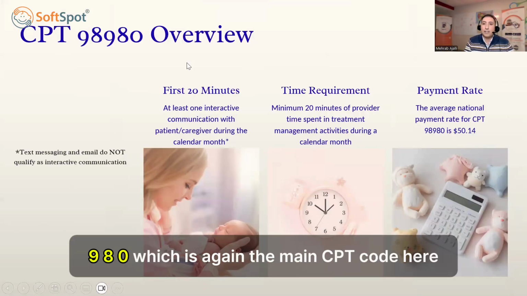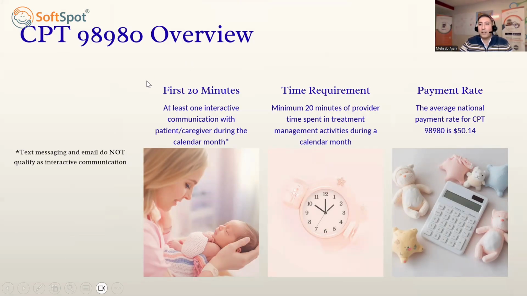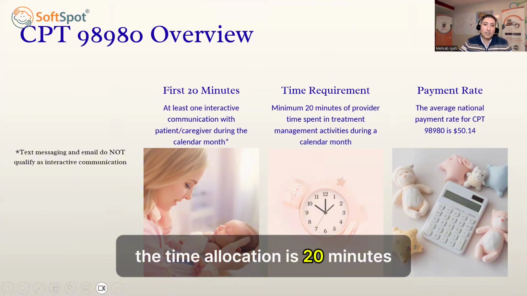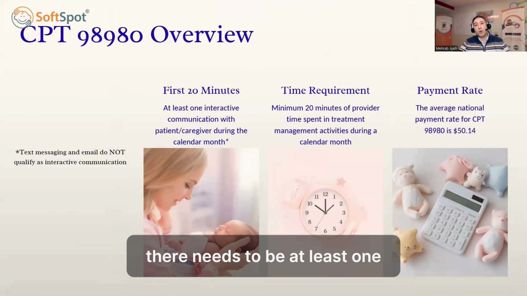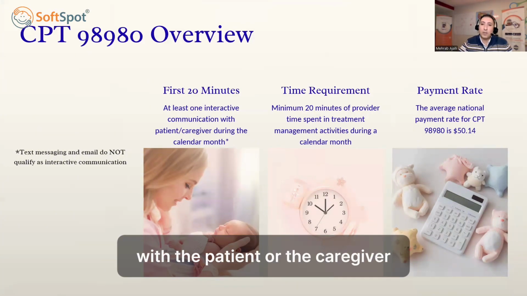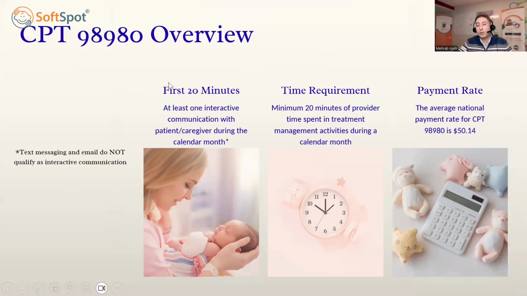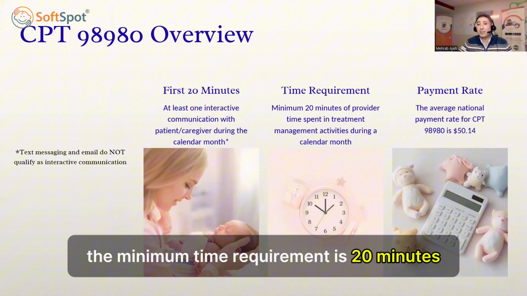For 98980, which is again the main CPT code here, the time allocation is 20 minutes. There needs to be at least one interactive communication with the patient or the caregiver during the calendar month. The minimum time requirement is 20 minutes.